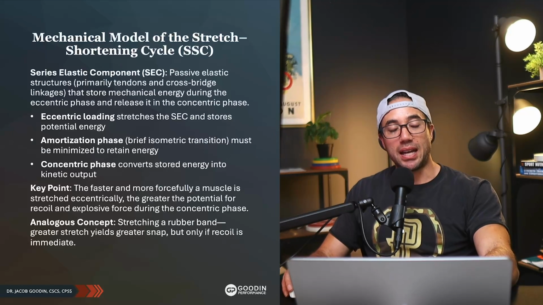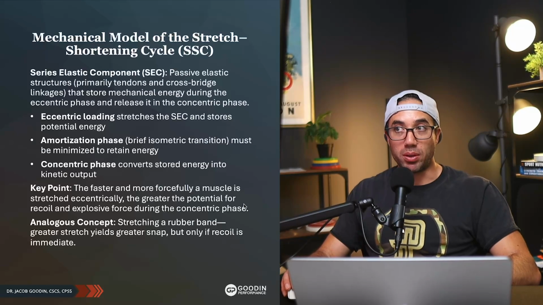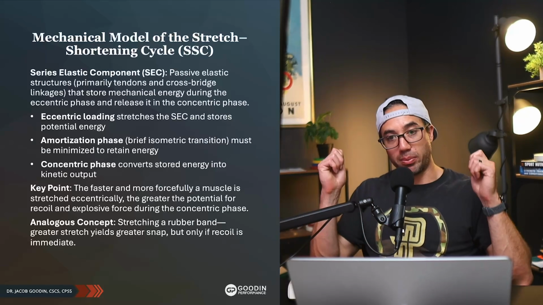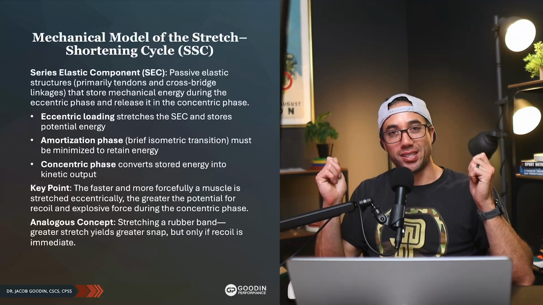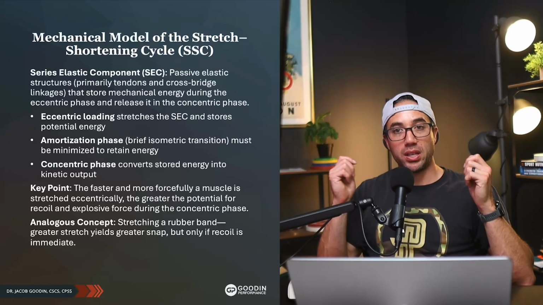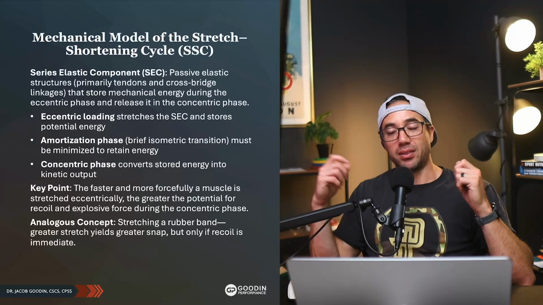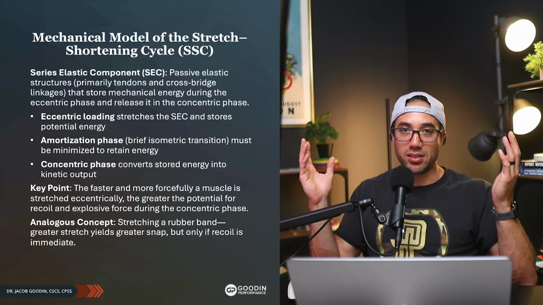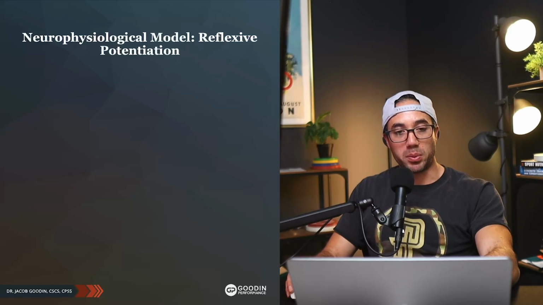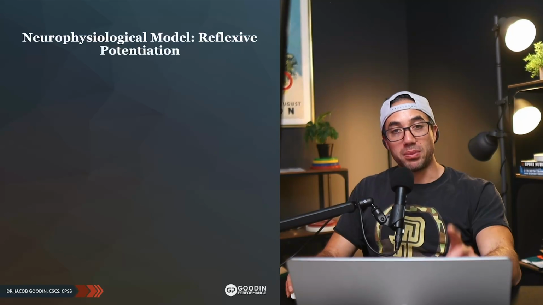Okay. An analogous concept here is like stretching a rubber band. The greater the stretch, the greater the snap. Okay. But only if the recoil is immediate. So on a rubber band, the time horizon is much longer, but if you stretch a rubber band and just hold it there forever, it's eventually going to lose its elasticity and become overstretched, and it will lose its recoil. You have to let it snap. But with the rubber band, you could hold it for 3 seconds and it'll snap the same amount. So the time horizon is a bit different, but it's kind of like a rubber band. So that was the mechanical model.